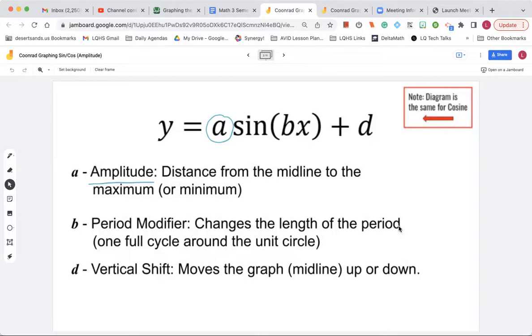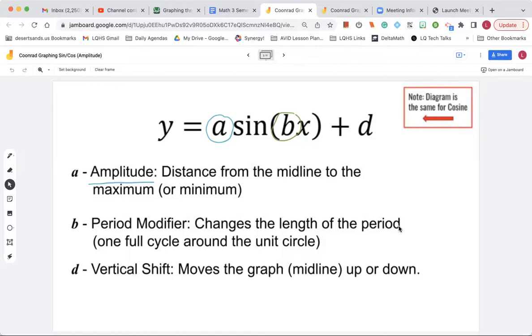It's called the amplitude. This B right here has been 1 so far. After this, I'm making a second video to teach you how the B does this. The B will, like a slinky, make this stretch out longer or shorter by making the period shorter than 2 pi or 360 or making it longer than 2 pi or 360. I will teach you how that works on the next video.